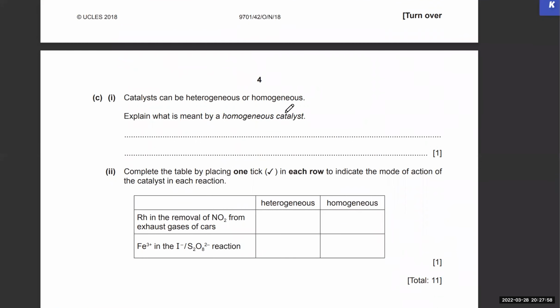Explain what is meant by a homogeneous catalyst. That's easy. That's the same phase. The catalyst has the same phase as the reactants.